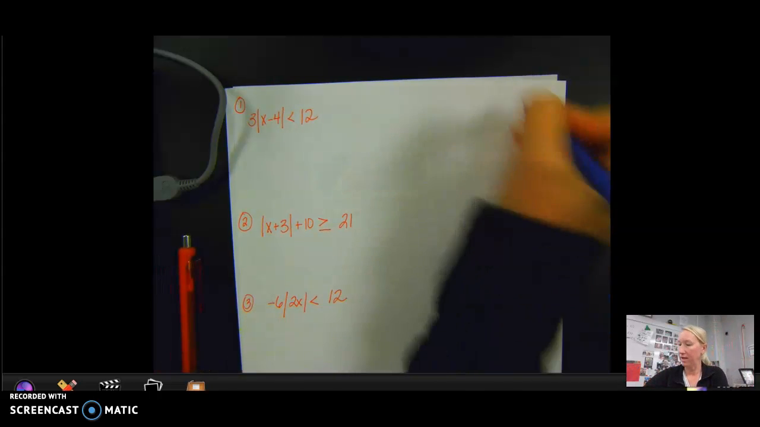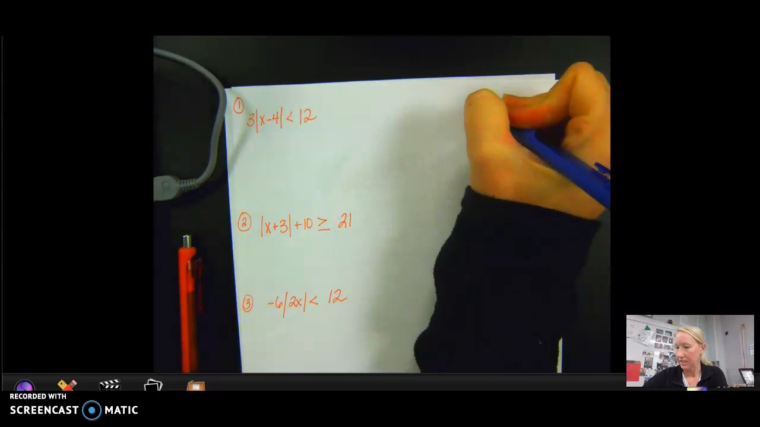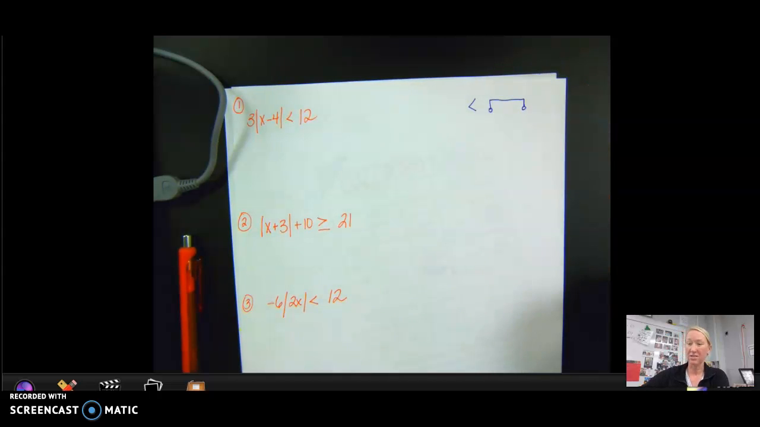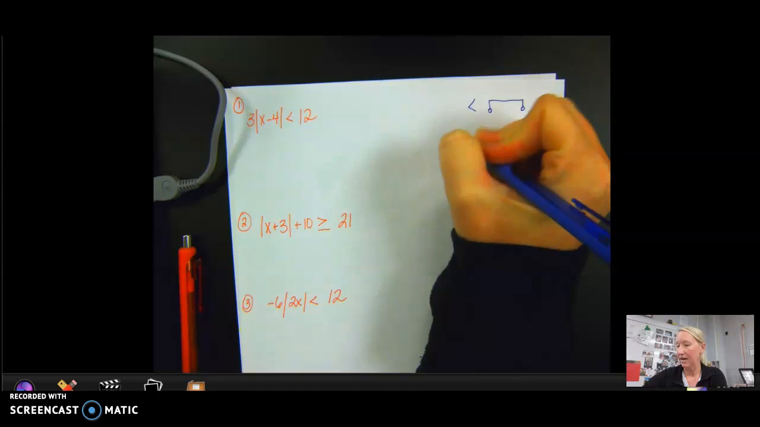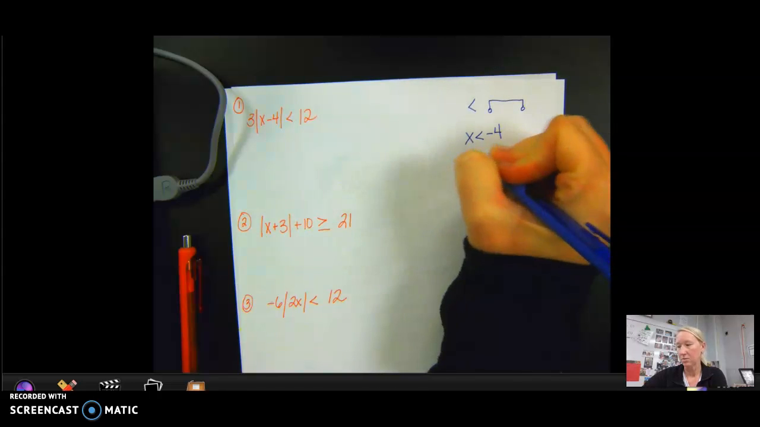So we know that if we have a less than symbol, it is going to be going in towards one another. We should also know that in less than, we can't have x is less than a negative number. So that would give us no real solutions.